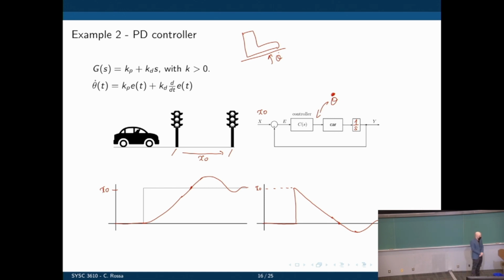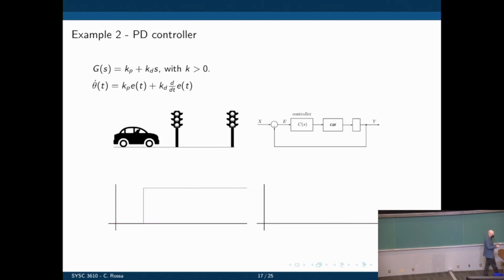So next time you cross a red light, just tell the officer that the problem is that we're driving with a proportional control. And what do you think the officer will tell you? To add the derivative controller. Very good. To add the derivative controller. That way you don't overshoot. Let's see.